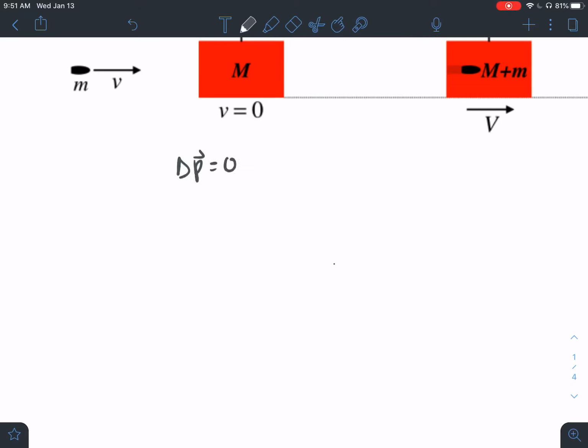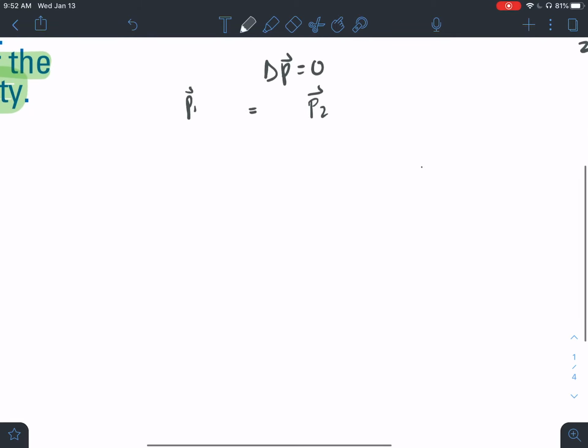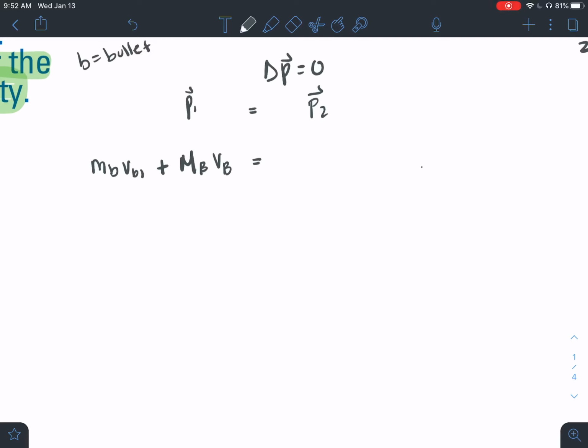So here we have conservation of momentum. We're going to do our momentum at 1, and set it equal to our momentum at 2. So our momentum at 1, we have the two pieces of our system, which is the bullet and its initial velocity, plus the block and its initial velocity. I do want to note that I'm going to be using little b for bullet and big B for block.